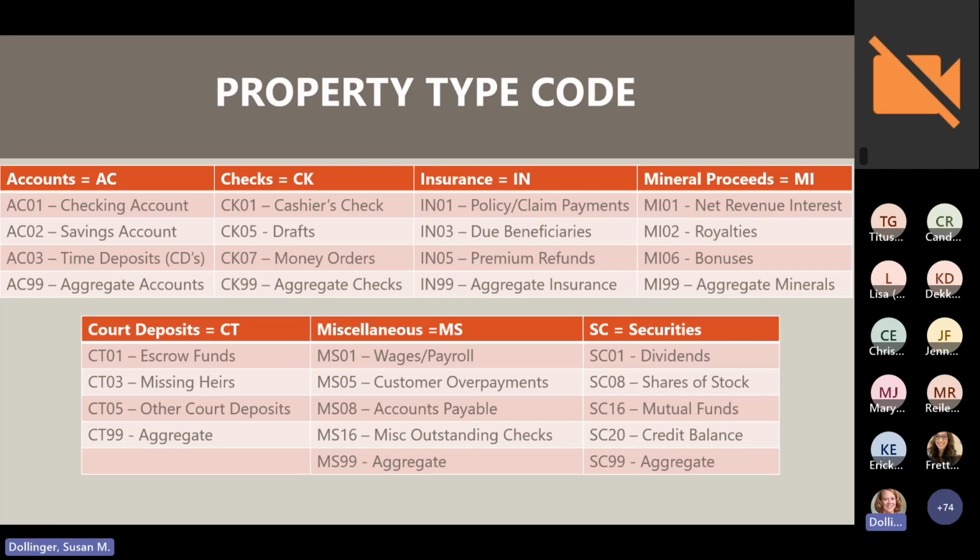For example, the AC category is your accounts. That's your checking accounts, your savings account, your time deposit accounts. But what each one of these categories has is a 99. And what that means is that's the aggregate code. So if you have multiple properties all under $25, you are allowed by law to aggregate those and report them as a lump sum.